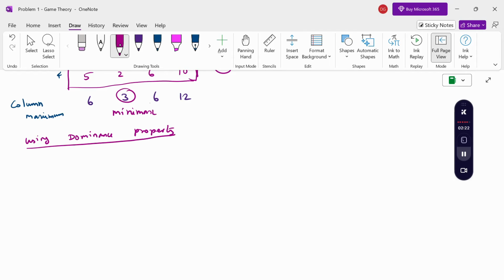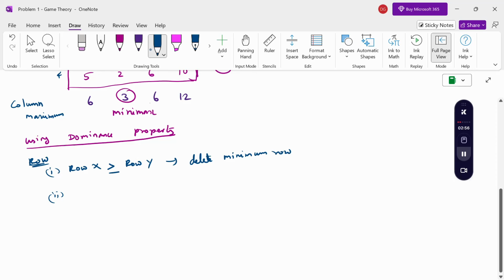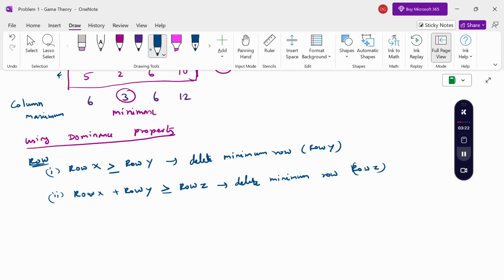The dominance property rule is this. Row wise, take any two rows, for example row X and row Y. If row X is greater than or equal to row Y, then delete the minimum row. Next, if the sum of any two rows, row X plus row Y, is greater than or equal to the third row, then delete the minimum row. Here the minimum row is row Z. This is the row wise condition.